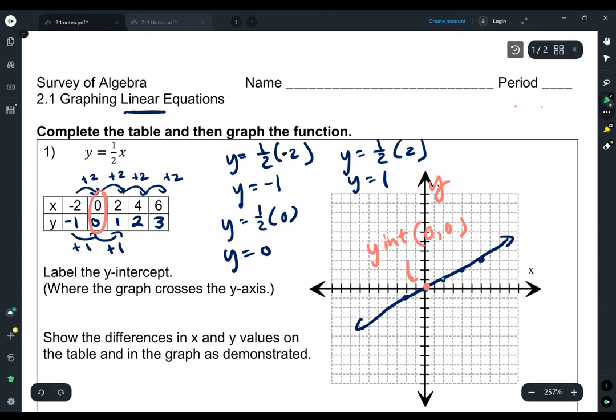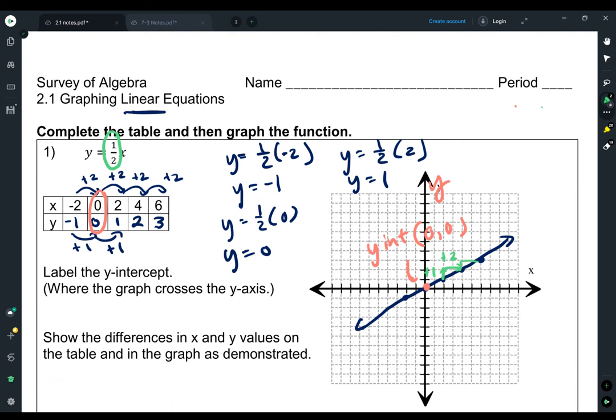So from one point to the next, I'm going up 1, and I'm going 2 to the right. I'm going up 1 and 2 to the right. So I'm showing that 1/2 over here. So what I want you to see is that I have an up 1 over 2 pattern in my table. I have it in my graph. And then I have this 1/2 right here. So it's just kind of cool to see all those similarities.